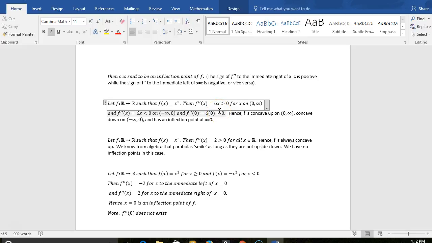So for y equals x cubed, F double prime changes signs. The graph is smiling to the right of the origin. It's frowning to the left of the origin.